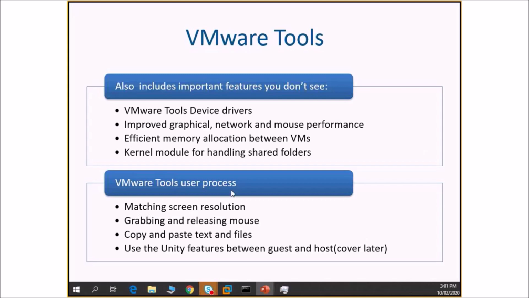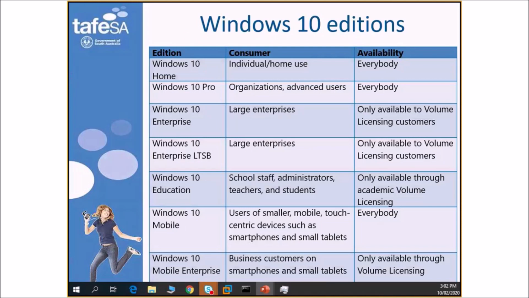So the VMware Tools user process matches screen resolution, like I showed you. It allows you to grab and release the mouse easily. It copies and pastes files and text. It can go into Unity mode if you wanted to, and we'll talk about Unity a little bit later. So that's just the intro to virtualization, okay? We'll do more of that, but we're going to get into Windows 10 specifically now.